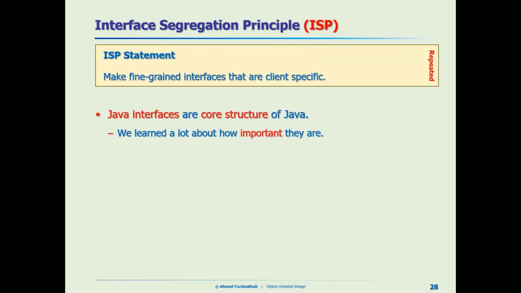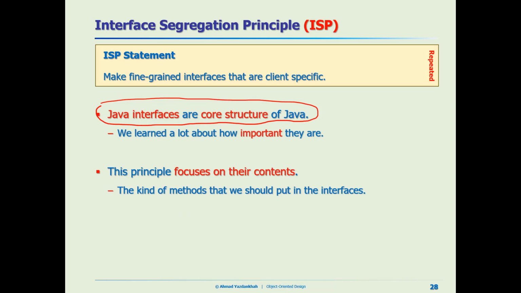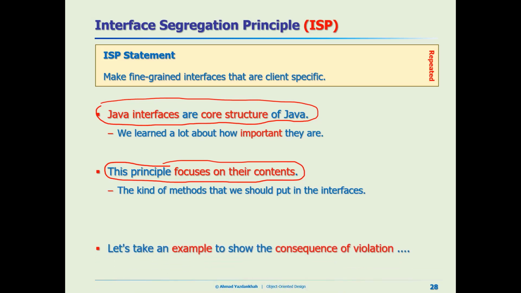Okay, so Java interfaces, as we learned so far, are a very important thing, and we can say that they are a core structure. We have seen many reasons why they are so important, right? In this principle, we want to focus on the content of the interfaces. We are concerned with what content they should have. Okay, as usual, I am going to take an example to show you what the consequence would be if we violate this principle.